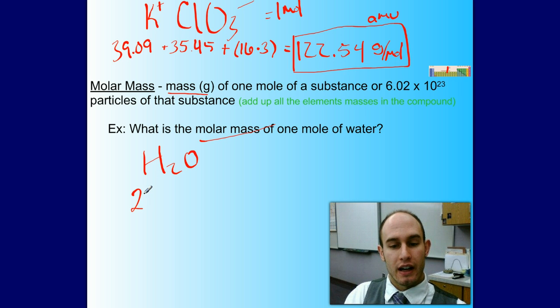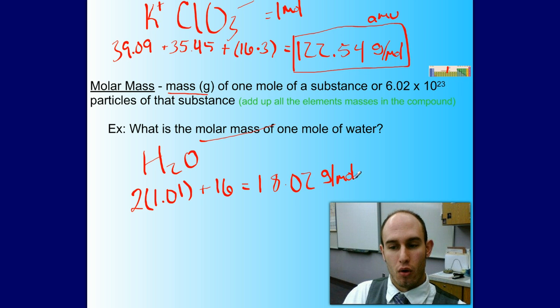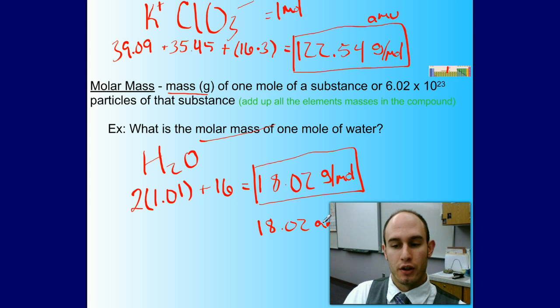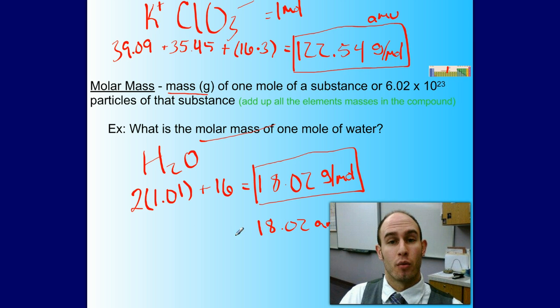And hydrogens, I have 2 of them. Each one has a mass of 1.01 AMUs. And I have 1 oxygen, its mass is 16. So I add those up and I get 18.02 grams per mole for the molar mass of water. That's specific to 1 mole. If I just wanted the formula mass, then I could label it as 18.02 AMUs, where we use those atomic mass units for formula mass.